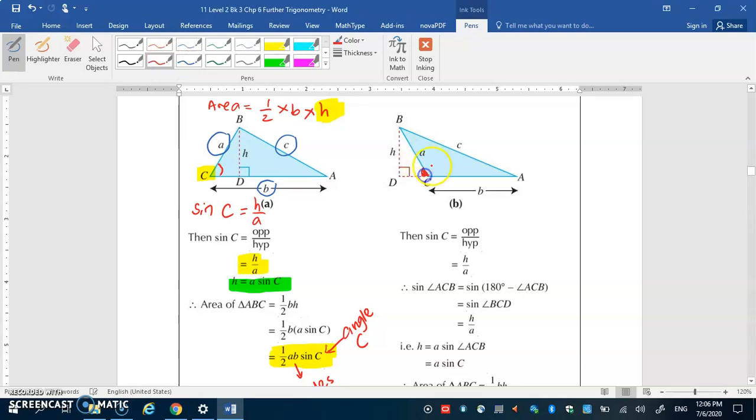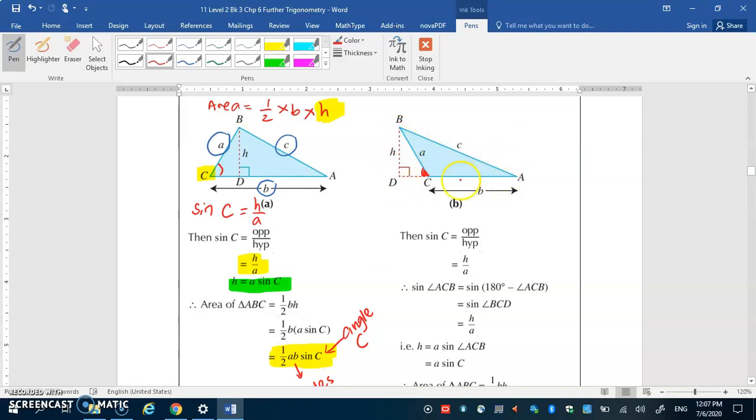If I'm looking at this acute angle C, sine C will be equal to H over A, because I'm looking at this dotted triangle over here. This is a right angle triangle. Opposite of angle C is side H, and the hypotenuse of this small triangle is A. So sine C is equal to H over A.